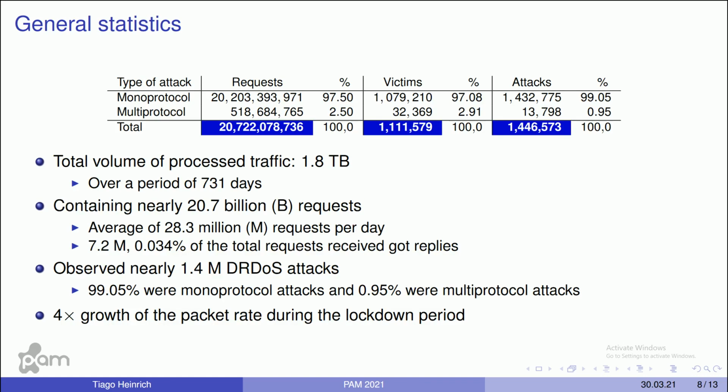During 731 days, we processed over 1.8 terabytes of traffic, containing nearly 20.7 billion requests, with an average of 28 million requests per day. But only 7.2 million requests got a reply because of our rate limit rule. We observed nearly 1.4 million DRDoS attacks, and we observed a 4-fold increase in traffic during the lockdown period from March to June.